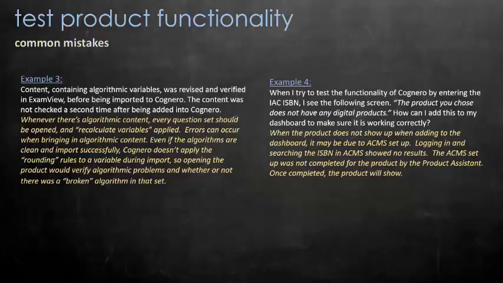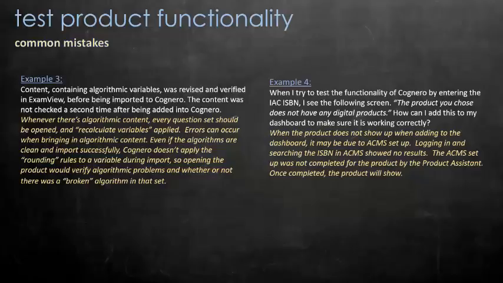A fourth example: when I try to test the functionality of the Cognero by entering the IAC ISBN, I see the following screen: "The product you chose does not have any digital products." That's one of the errors that we just saw. How can I add this to my dashboard to make sure it's working properly? When the product does not show up when adding it to the dashboard, it may be due to the ACMS setup. Logging in and searching the ISBN in ACMS showed no results. The ACMS setup was not completed for the product by the product assistant. Once completed, the product will show.